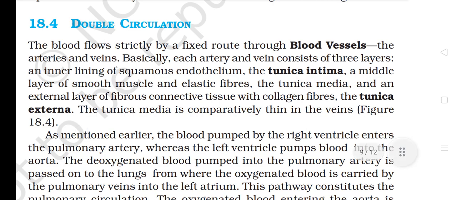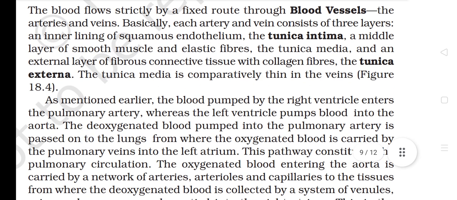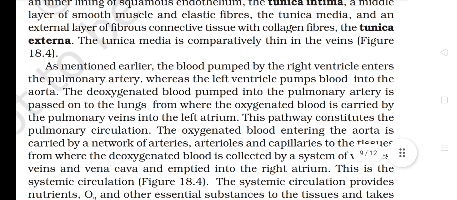18.4 Double circulation. The blood flows strictly by a fixed route through blood vessels, the arteries and veins. Basically, each artery and vein consists of three layers: an inner lining of a squamous endothelium, the tunica intima, a middle layer of smooth muscle and elastic fibers, the tunica media, and an external layer of fibrous connective tissue with collagen fibers, the tunica externa. The tunica media is comparatively thin in the veins.